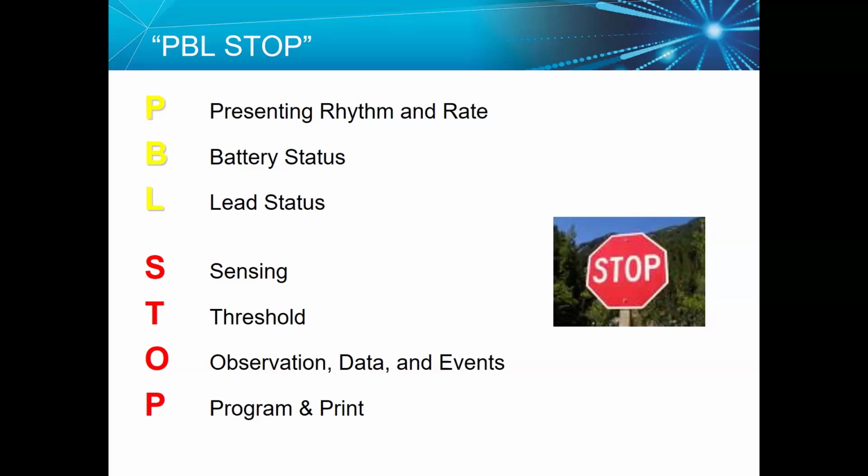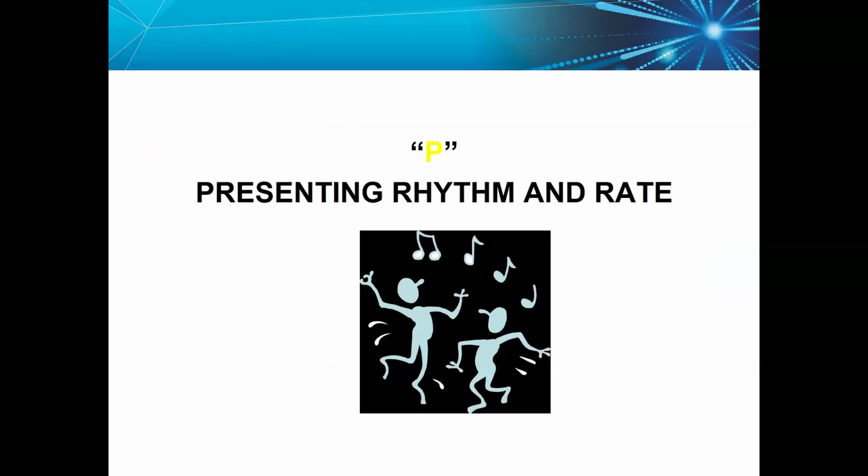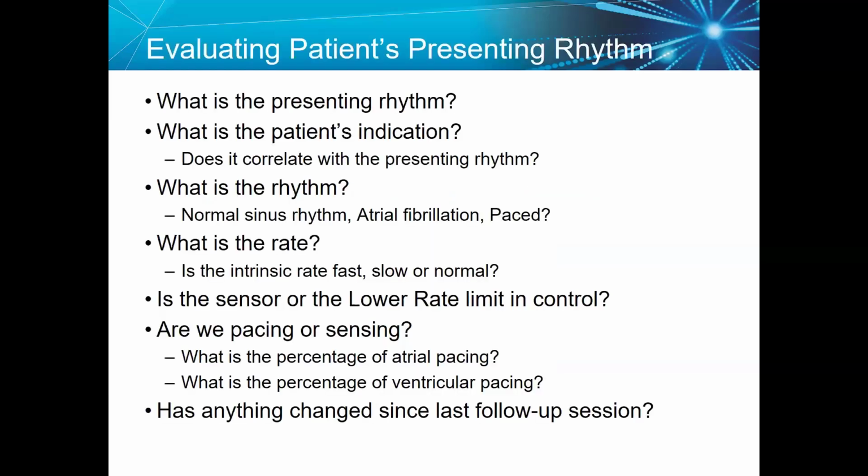Okay, first of all, presenting rhythm. What is meant by presenting rhythm and rate? First of all, for any patient before programming, it is better to have an ECG, to see what the presenting rhythm is for him: atrial pacing, ventricular pacing, atrial sensing, ventricular sensing, or nothing, normal sinus rhythm. Then this first look at the ECG gives you a lot of information. Evaluate the patient's presenting rhythm. What is the presenting rhythm? What is the patient's indication? Why was the device put in? Okay. Does it correlate with the presenting rhythm or not?